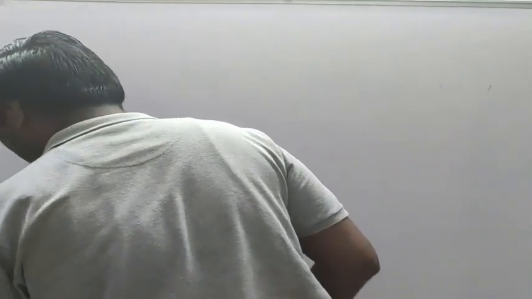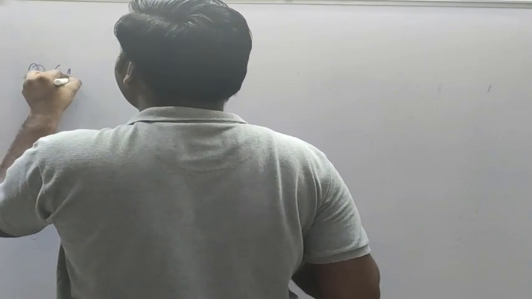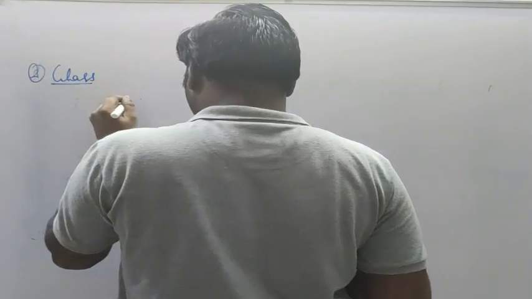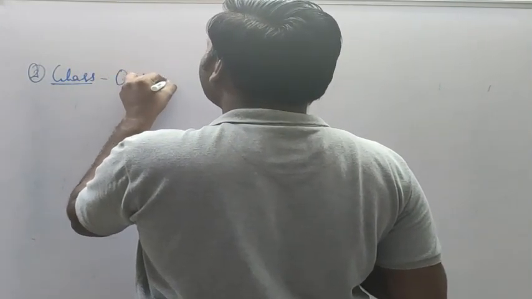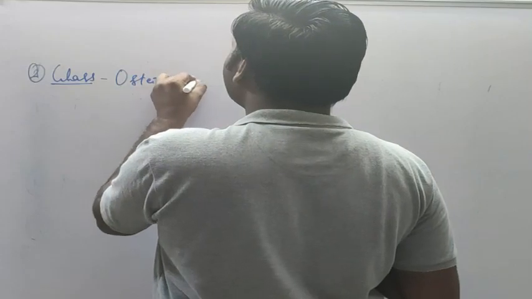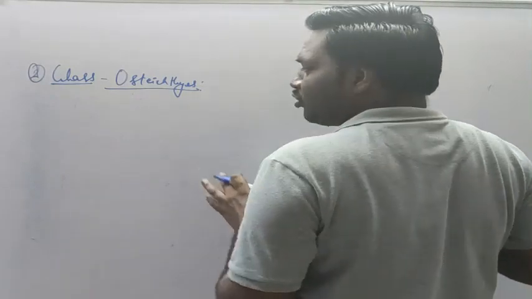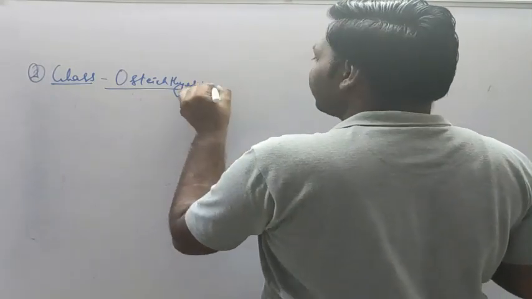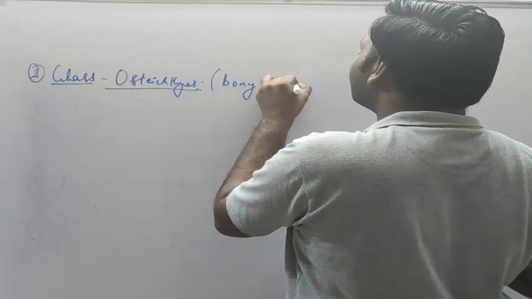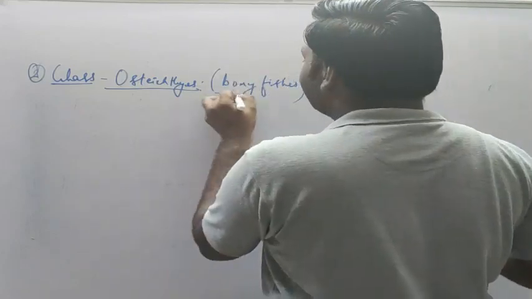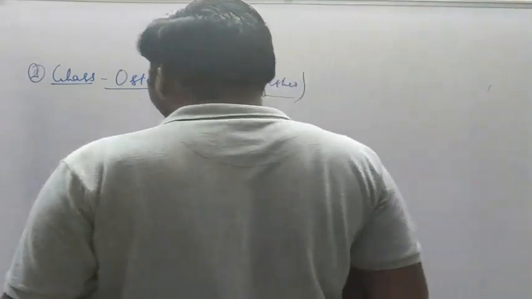Okay. So here we are moving to the next, that is class second, class Osteichthyes. In class Osteichthyes, they are commonly called the bony fishes. Okay. So here we will discuss the general characteristic features of the class Osteichthyes. Okay. So let's start with it.